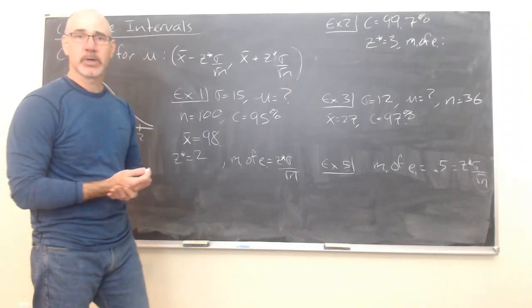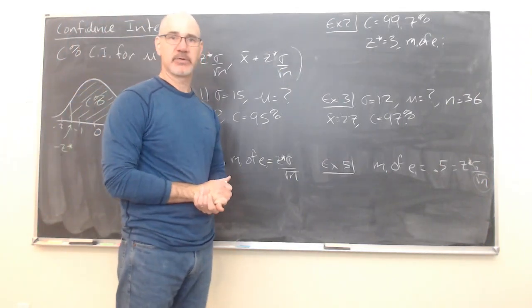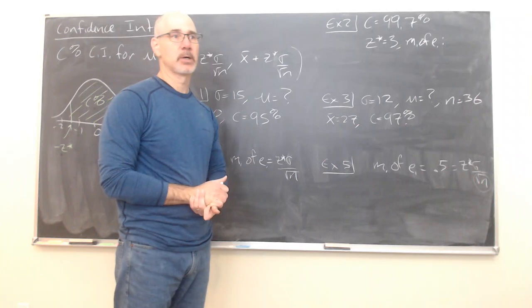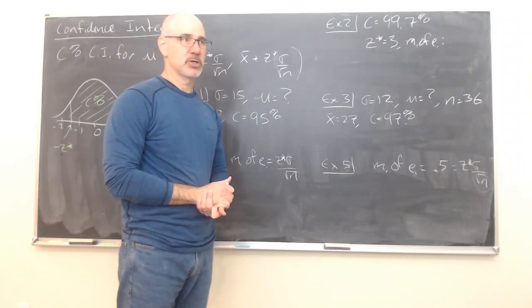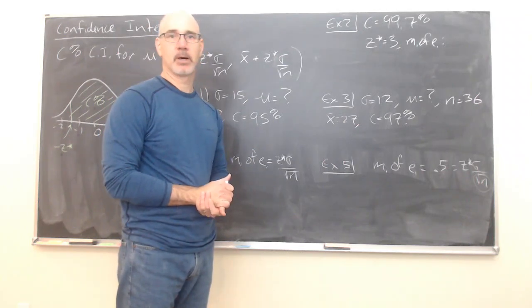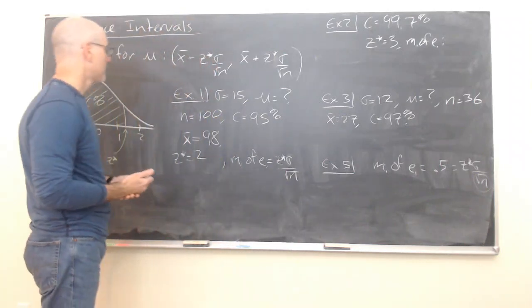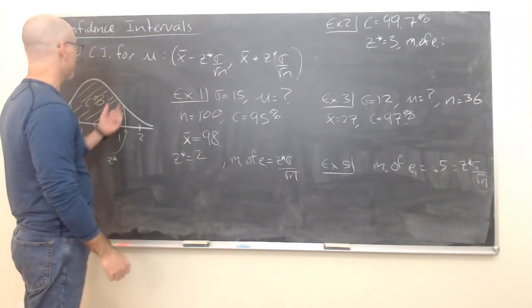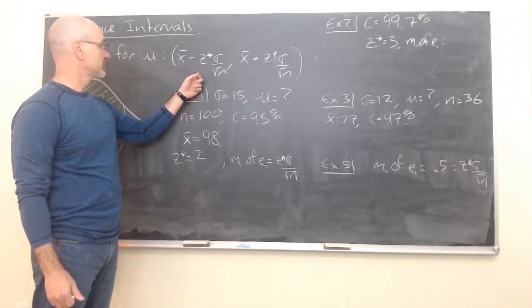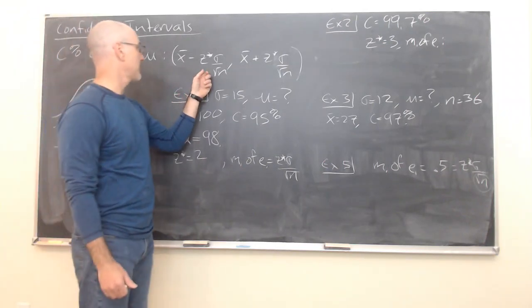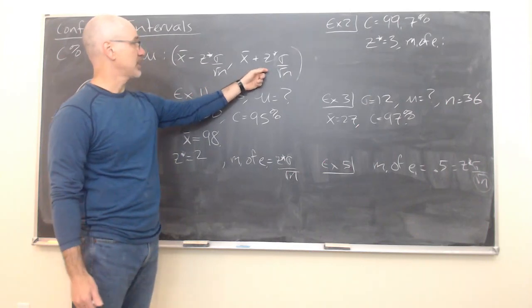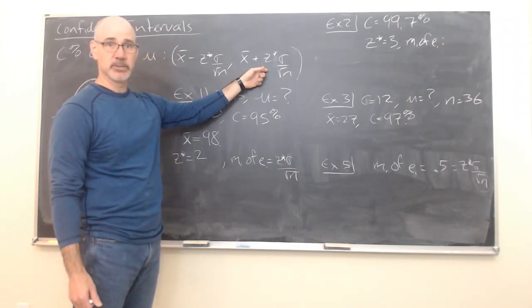Okay, so we're going to do a few examples of finding confidence intervals for unknown population means mu, where we know the standard deviation sigma of the population. Just as a reminder, the C% confidence interval goes from x bar minus z star sigma over root n to x bar plus z star sigma over root n.